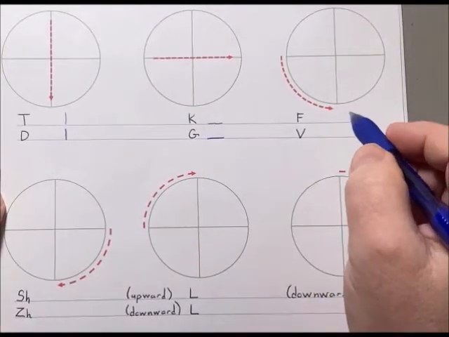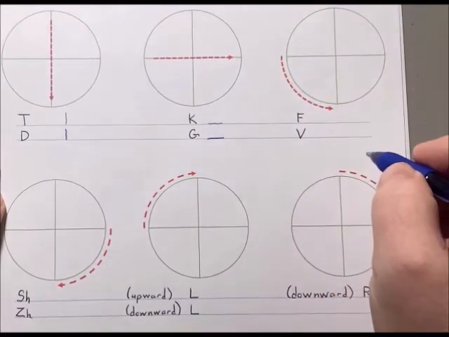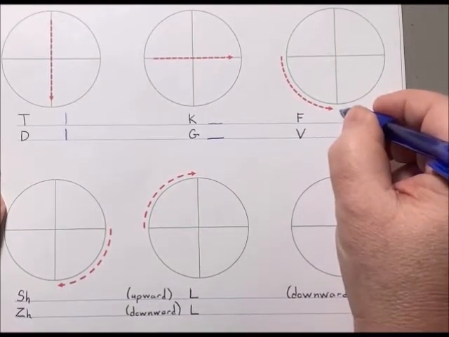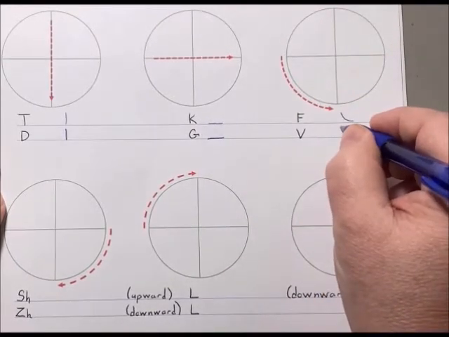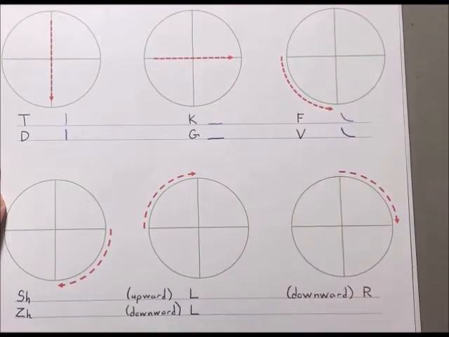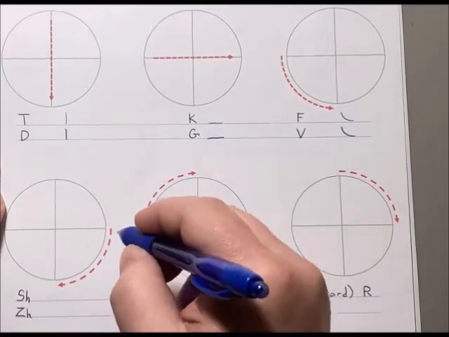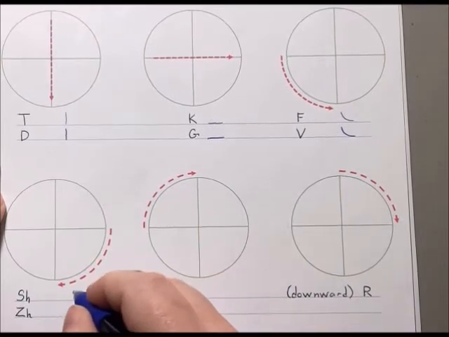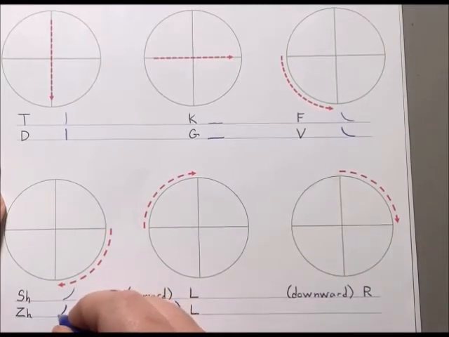As you can see with the F and the V, they are represented by this curve that is on the lower left portion of the circle. So F will be that curve right there, and then the V will be the heavy version of that curve. For SH and ZH, you'll notice it's on the bottom right-hand corner of the circle. So the SH is the light version, so it's written like this, and then the ZH, heavy, or shaded.